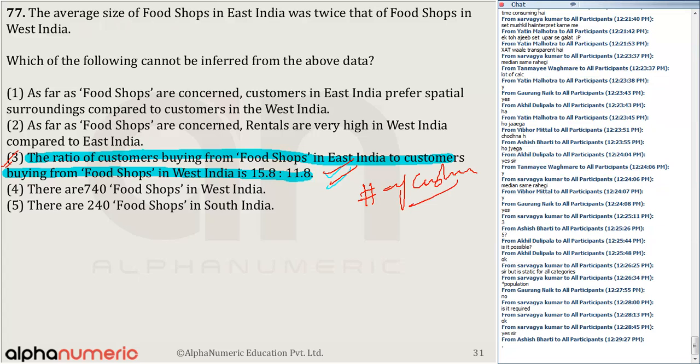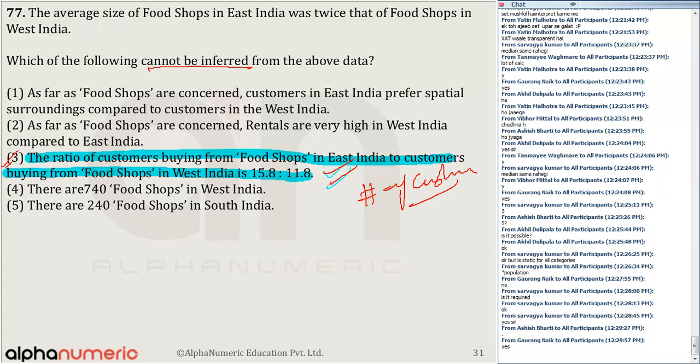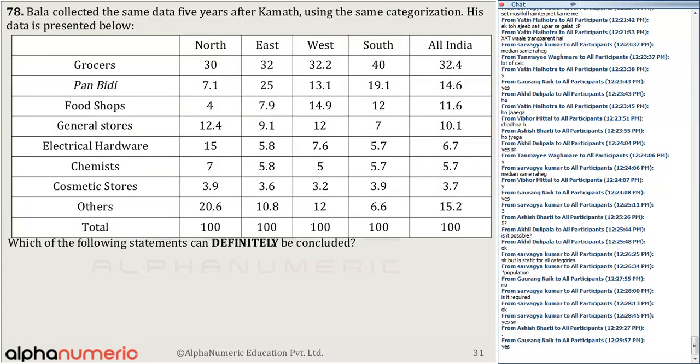So that's why the question is, which of the following cannot be inferred? Since the number of customers is not known, that's why option number 3 cannot be inferred, and the rest all of them can be inferred. Is that clear to all of you? So it's a tricky one. I'll not say they are very easy. Clear hai na, customers ke baare mein kuch pata hi nahi hai.